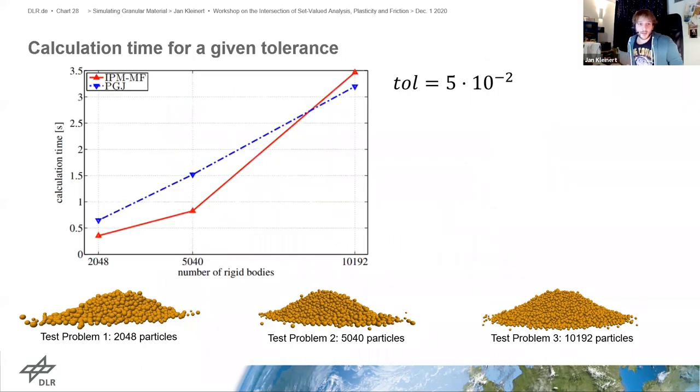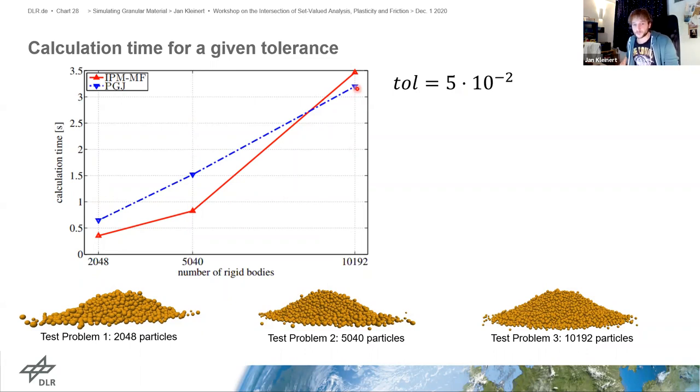Okay, as a next step, I checked how the calculation time scales with a problem size for a given tolerance. So here you see a very relaxed tolerance of 5 times 10 to the minus 2. And you see that the interior point method for the smallest problem is a bit faster than projected Gauss-Jacobi. For the medium-sized problem, we're still faster. But then for the large problem, the projected Gauss-Jacobi method is actually faster.